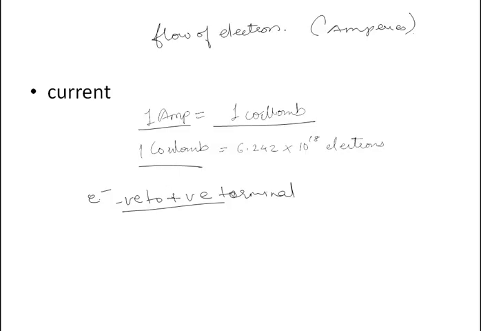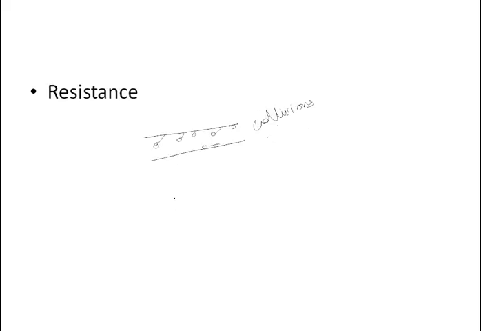Now the next important concept, that is resistance. Resistance, as the name itself suggests, is the restriction or the opposition to the flow of current. It is measured in ohms. We all know the symbol of ohm is this, and it is written as this. So the longer the wire, the greater is the resistance. The thicker the wire, the lower is the resistance.